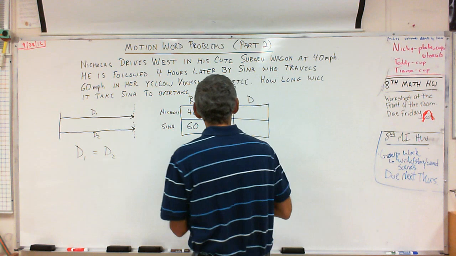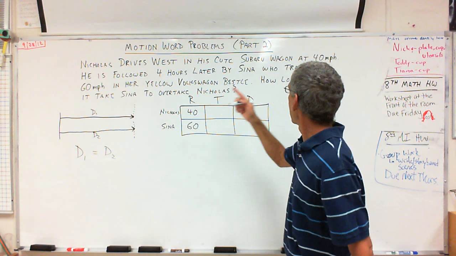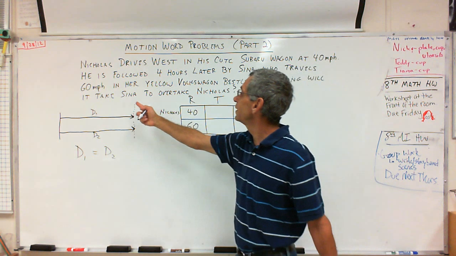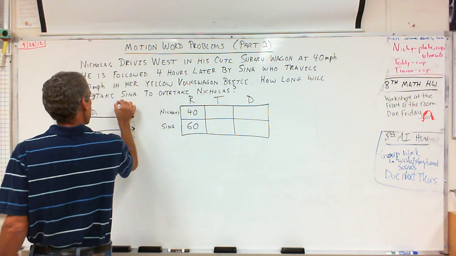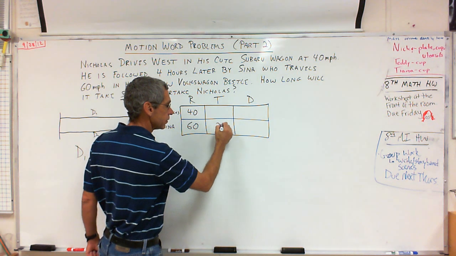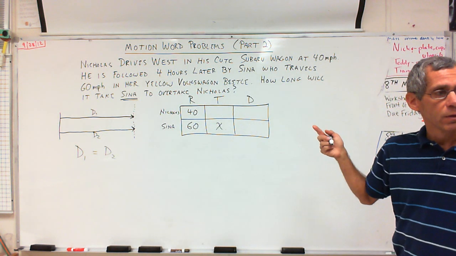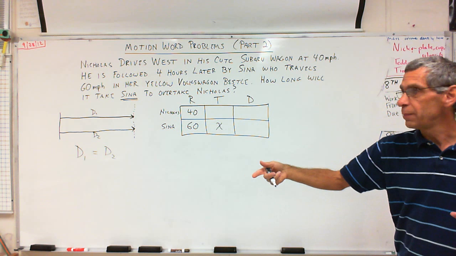So what I'd recommend is you look at the last sentence. It says, how long will it take Sina? They're asking about Sina's hours to overtake Nicholas. Let's make Sina x, because that's what we want. Then when we solve for x, we've gotten the answer. We don't have to do one more step after that.